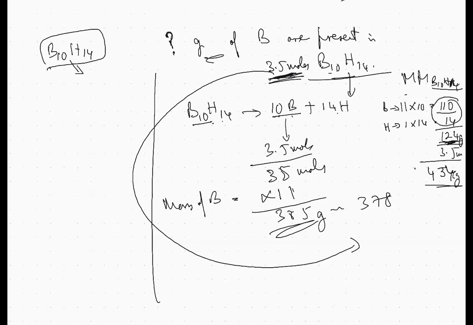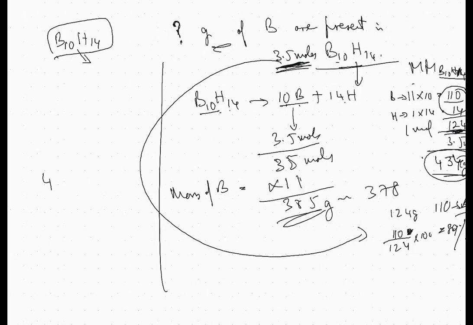So out of this 124 grams, in 1 mole, 110 was boron. So the percentage of boron in that is 110 divided by 124 times 100. So 110 divided by 124 times 100, 88. So 89% is boron. So this 434 grams should be 89% boron. 434 times 89. Let's see. 89 times 434, 386.